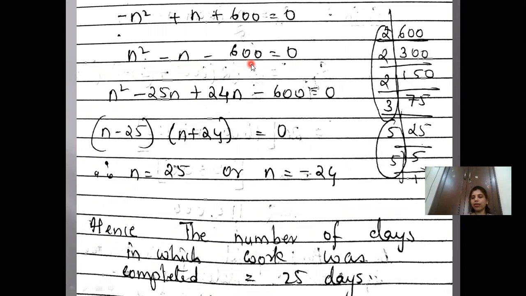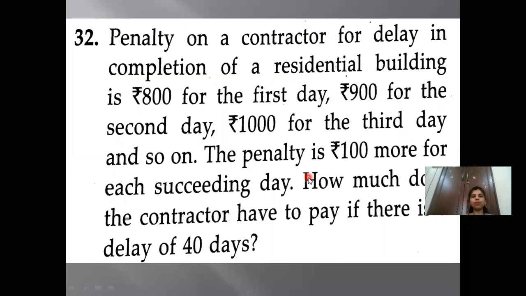Now we'll factorize 600. So when we factorize 600, as you can see over here, it is minus. That means by subtracting, you should get the value. So we'll write 25 and 24. So it is minus 25n and plus 24n. So we get n minus 25 bracket n plus 24. So that is how we get the value of n as 25 or the value of n as minus 24. Number of days cannot be negative. So we ignore this value and we write 25 days. So the number of days in which the work was completed is equal to 25 days. Is it clear till here? I hope it's clear. Now we go to the next question.